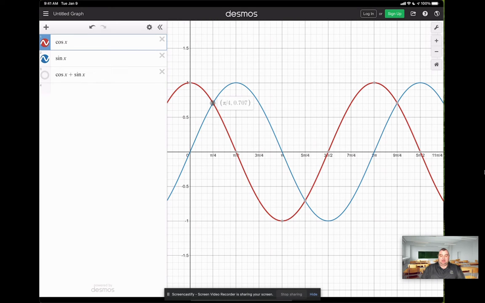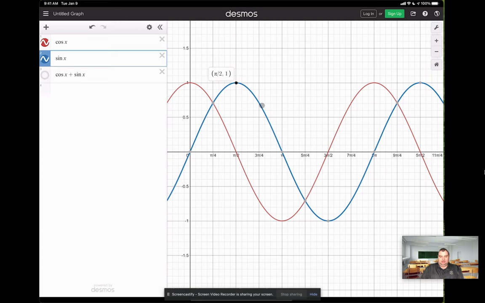When I get to pi over 4, they have the same value of approximately 0.7, so cosine plus sine is 1.4. So that's going to come somewhere up here. So it should start at 1 and then kind of go up here. When I get to pi over 2, I have 0 and 1, so it's going to go here, then it's going to go up, then it's going to come back down.